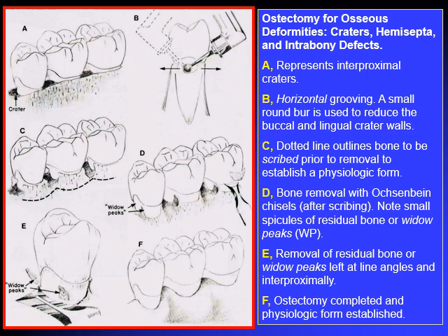In D, bone is removed with a chisel. When we do that, note these small bone spicules interproximally. This residual bone is named widow peaks. Widow peaks. Bone stands alone.